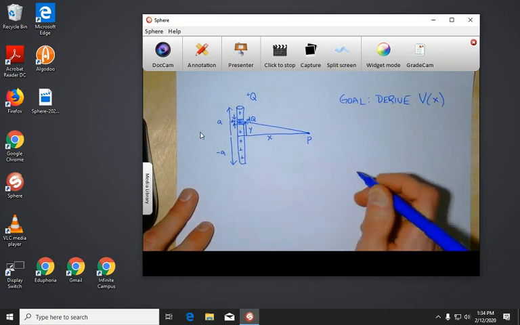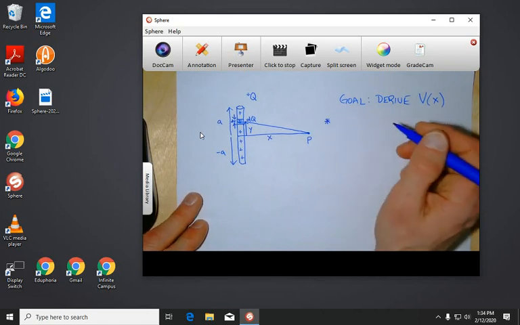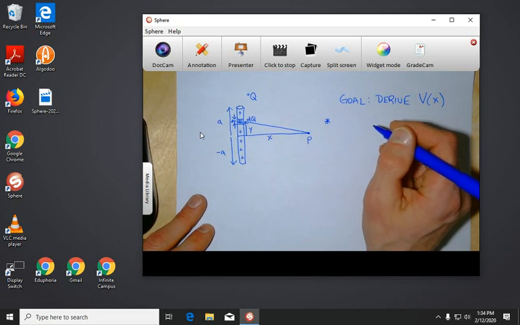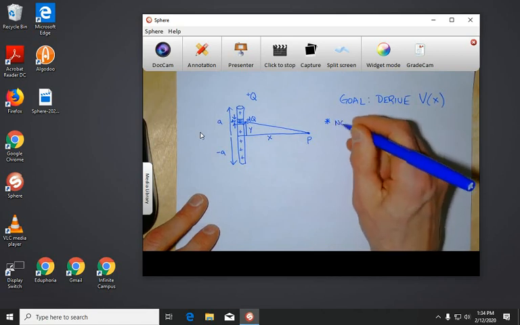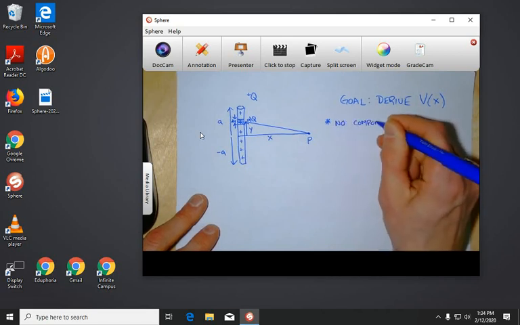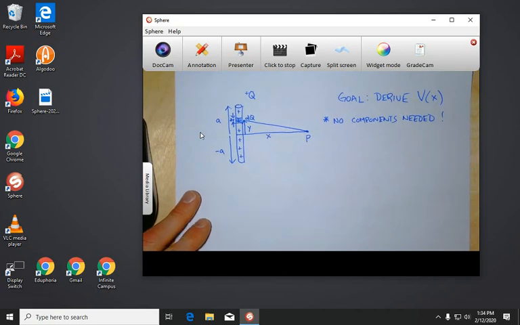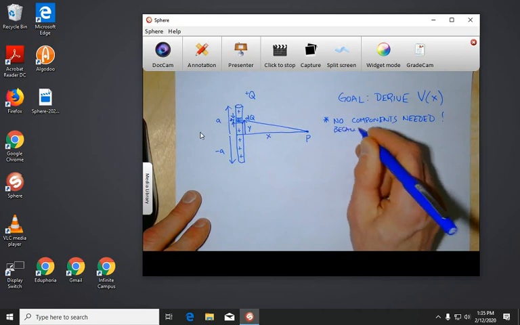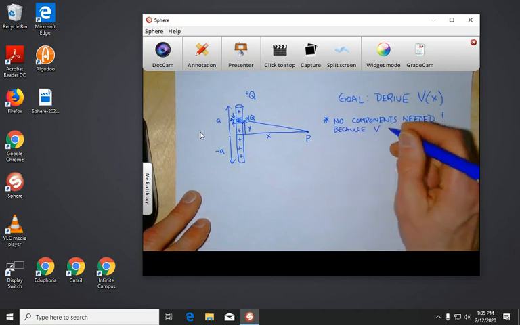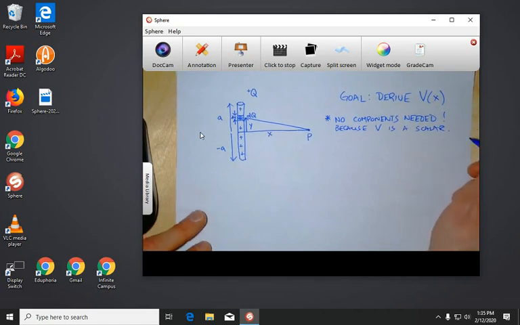Okay. Now, one thing I'm going to note here, this is important, I'll put a star by it: when we do this integral, we don't need to worry about components, because electric potential is not a vector. So no components needed. And that's important, and it actually makes this problem easier. The reason is because potential is a scalar. And you'll see that that's going to make our life a little bit easier.